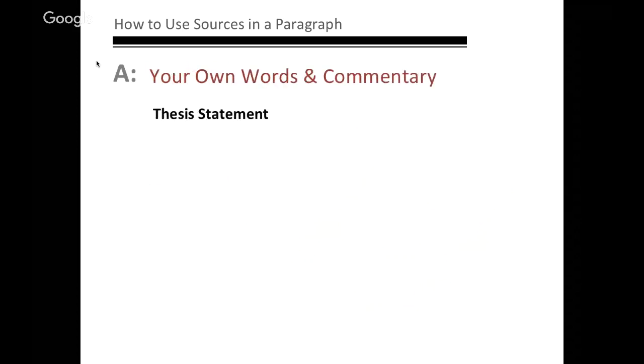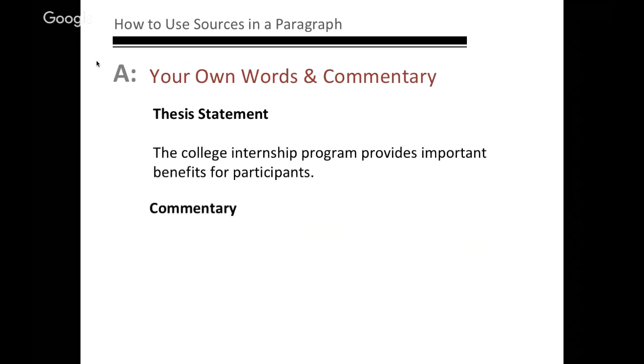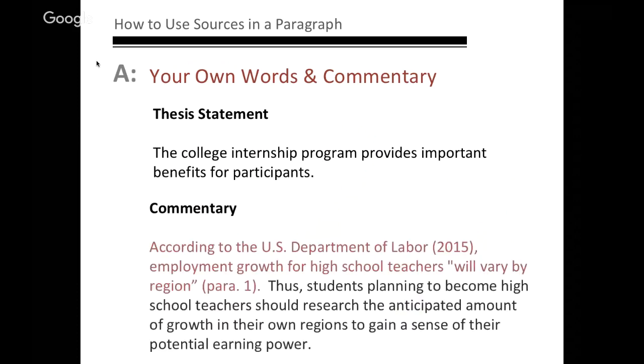An example of a sentence that must be in your own words is a thesis statement. You will take what you know of the topic and what you learned through research to create your own argument. Then you will present that information in your own words without a citation. As you can see on the slide, there is an example of a student taking a stance on college internship programs.